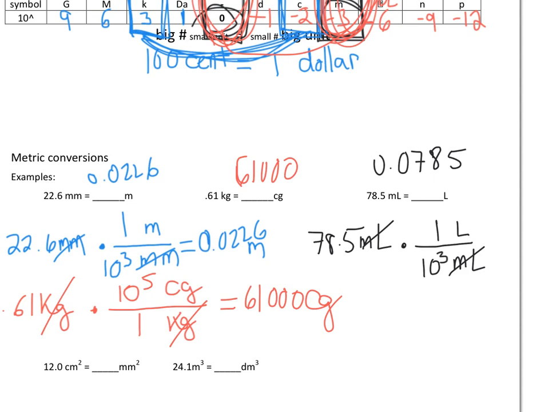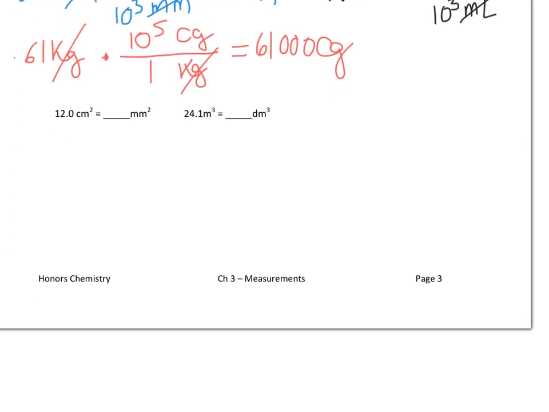All right, let's look at the next set. These are a little bit harder, I think. I want to go from centimeters squared to millimeters squared. 12.0 centimeters squared to how many millimeters squared? Now, this is not length. What would this measure? Meter squared or centimeter squared or millimeter squared? That would be area. Length times length.